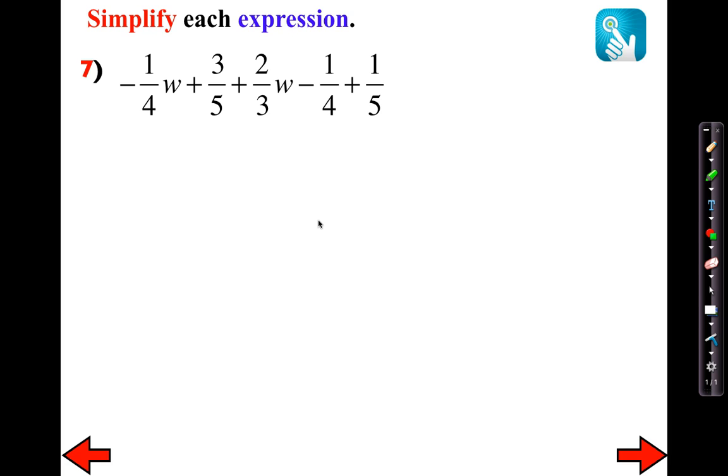Okay, so for number 7, I'm actually going to go ahead and go over it so that you can see how it would be done. 7 is a little bit different because you're going to find yourself combining 3 different fractions together. So I want to show you how that would work.